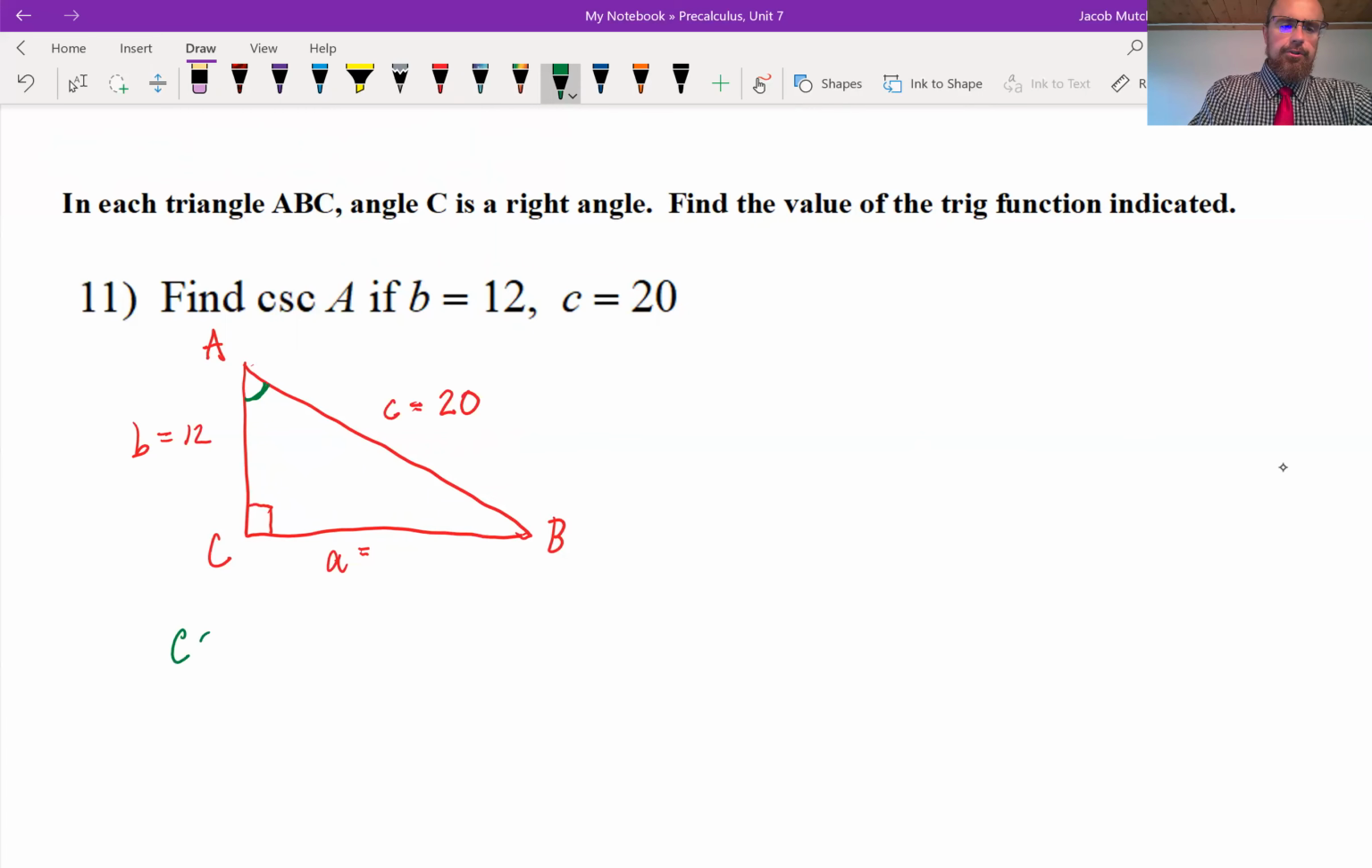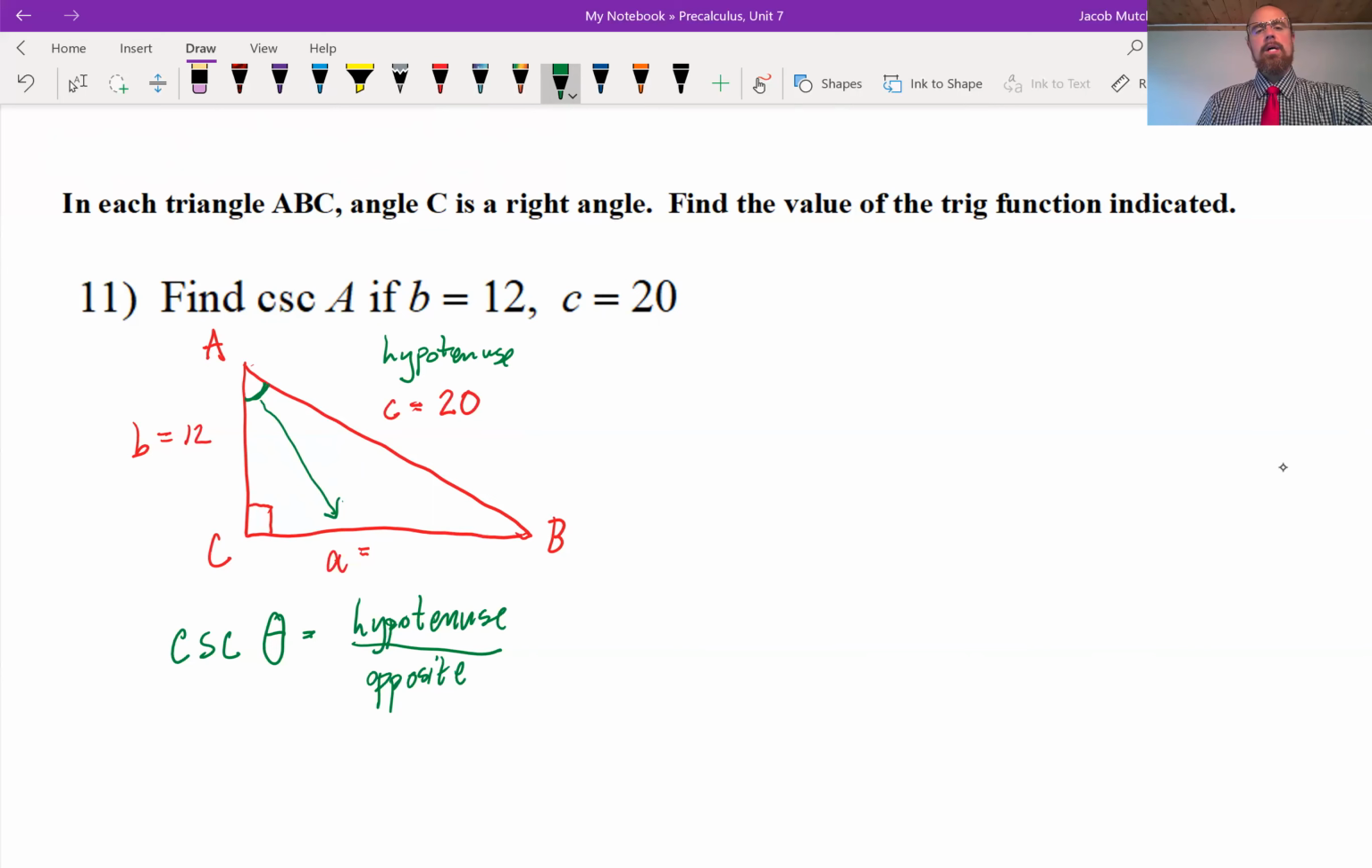Just to remember how we defined it in our first example, cosecant is again the reciprocal of sine. Sine was opposite over hypotenuse. So cosecant is going to be hypotenuse over opposite. I want to check to see if I've got those pieces here in this right triangle. I have the hypotenuse. Again, that's always side C. So I've got that value, but I do not have the length of the opposite side, side A. So I need to use the Pythagorean theorem to come up with that measurement.